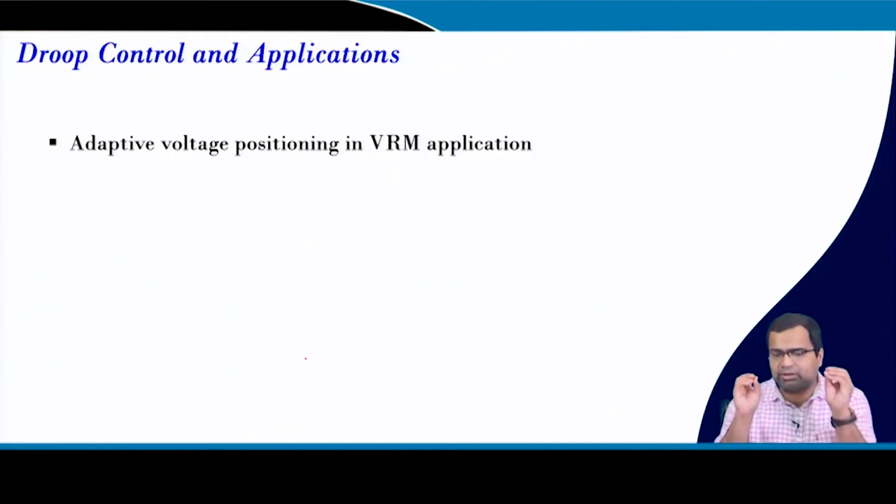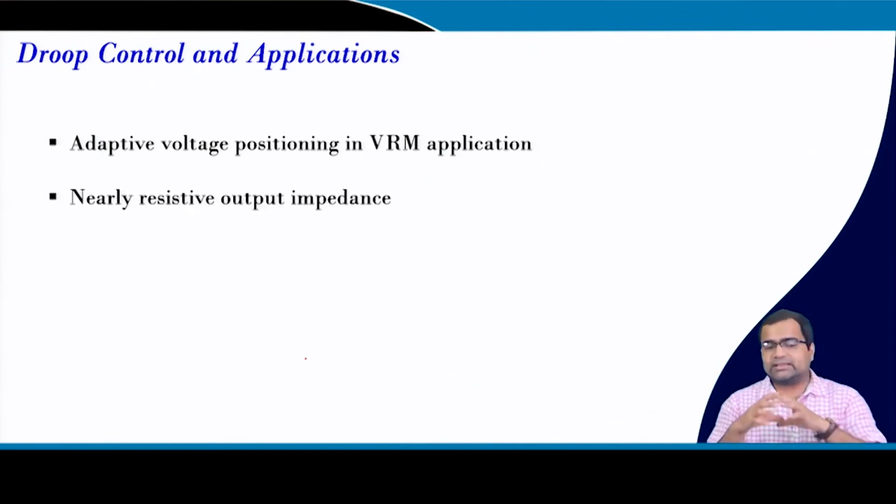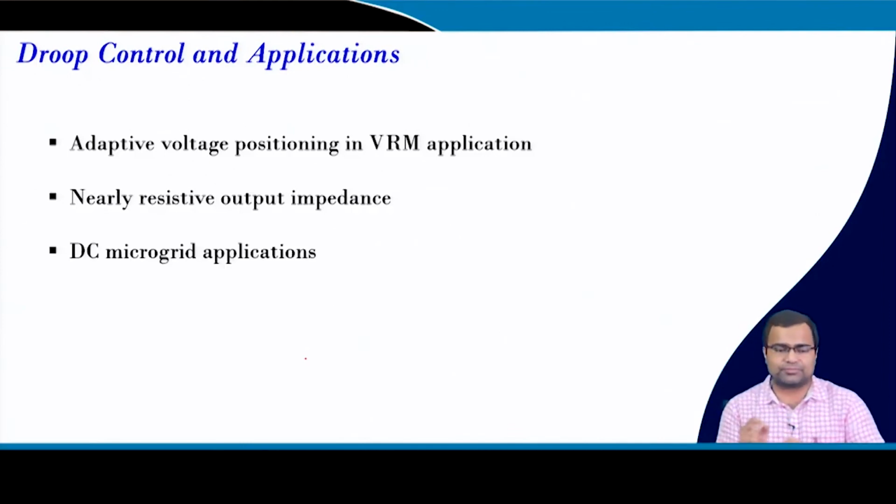And we can reduce the effective ESR by putting multiple capacitors in a parallel bank at the output. In that way, we can also reduce the droop resistance. So, this will behave like a nearly resistive output impedance, and we will see that when you do impedance analysis under current mode control.